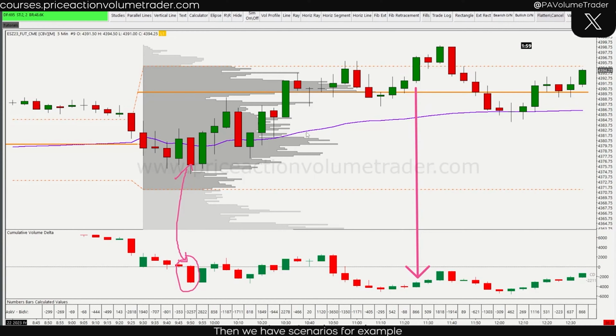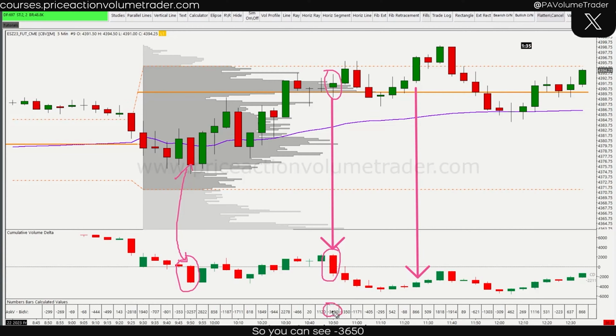with very little aggressive buying, and was able to lift the markets up like this. Then we have scenarios, for example, like this, which we're going to talk about, which is what we call single candle divergences, where we have a green price candle and yet we had a big red aggressive delta candle to go with it.